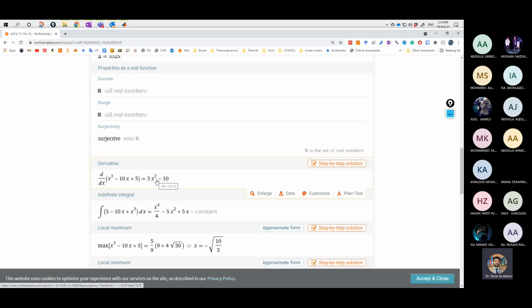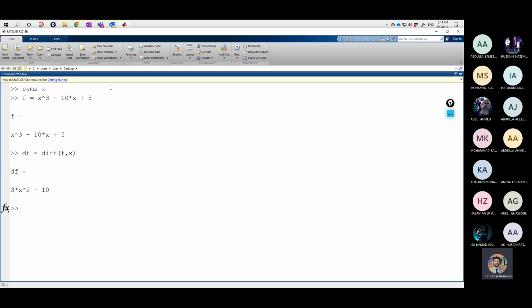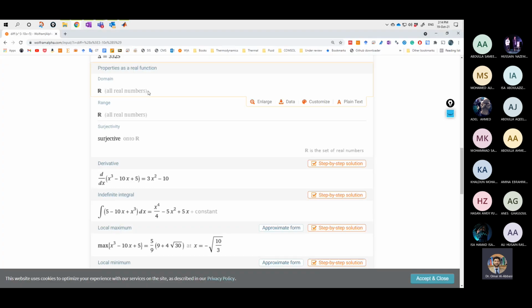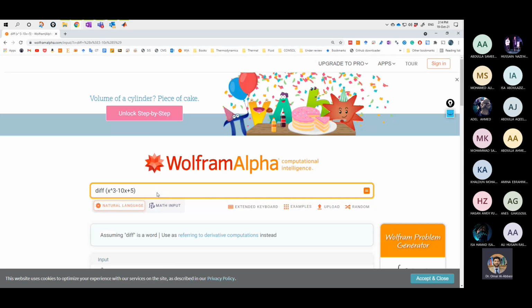I'm saying just in case you want to find the derivative and you can't do it because the symbolic toolbox in MATLAB is not installed, then you can easily do it using Wolfram Alpha. All right? Is that clear?